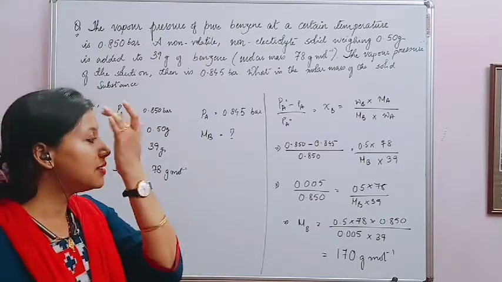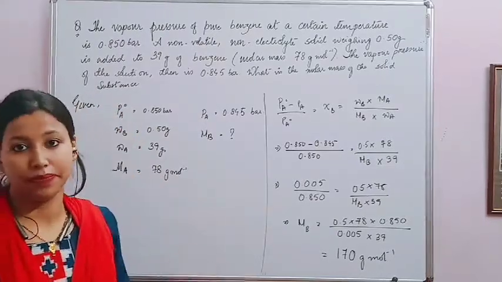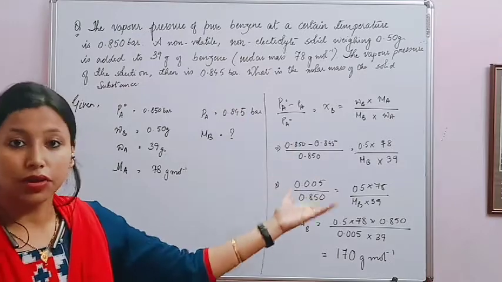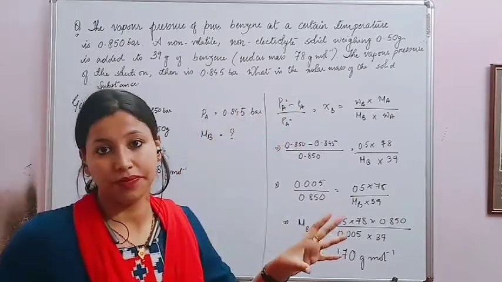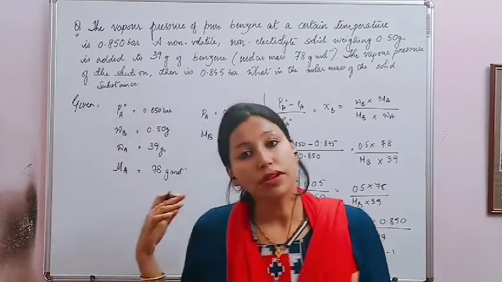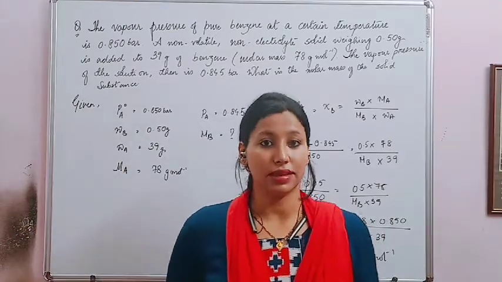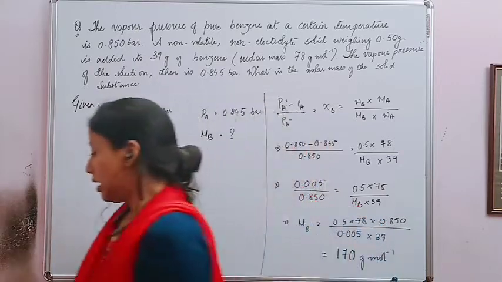Now, it is not always necessary that they will ask you to find Mb. They might ask you to find the relative lowering of vapor pressure, any one of the factors that is present in the relation. So numericals with this also will be there for you in the assignment. Clear? Alright.